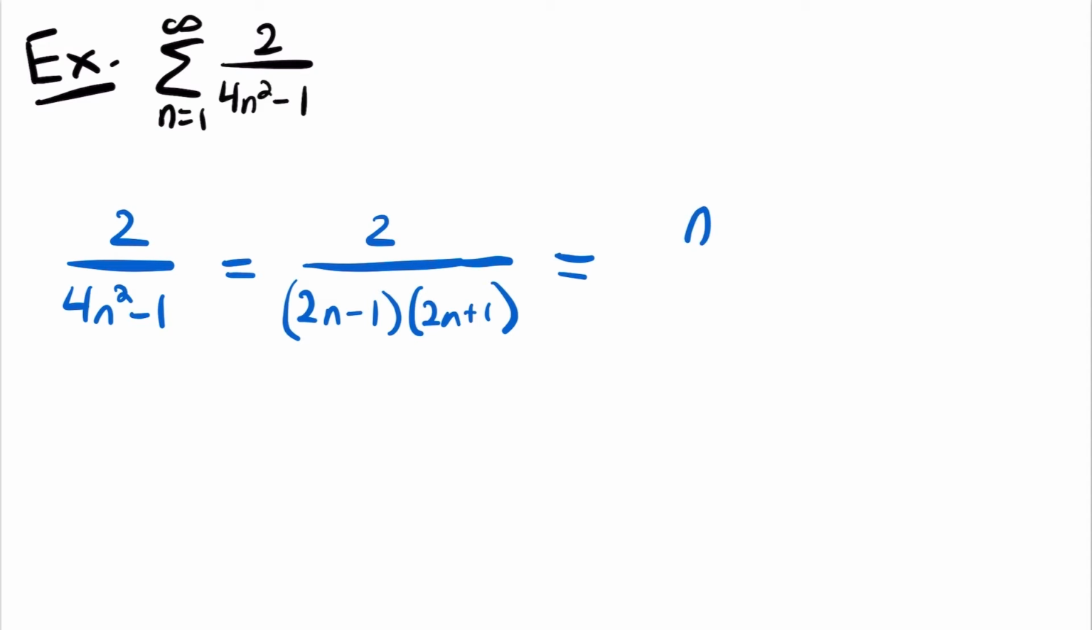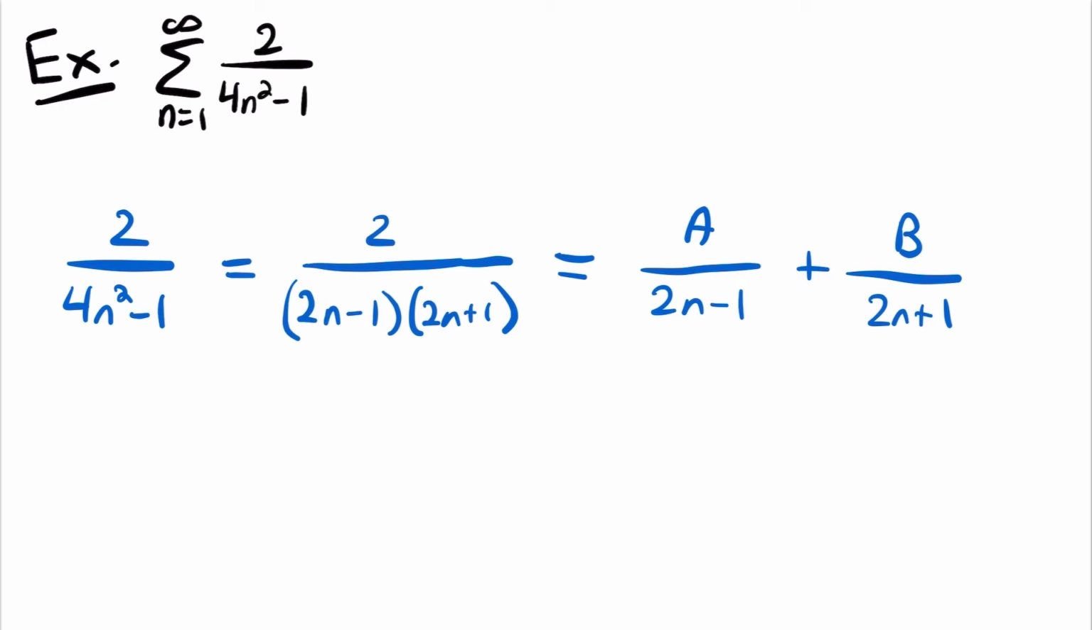We'll have a coefficient of A divided by the first factor of 2n minus 1, and then we'll add that to a second fraction where we have a coefficient of B divided by the second factor of 2n plus 1. And now what we want to do is set up an equation that will allow us to solve for A and B, and then we can rewrite our series with those partial fractions.